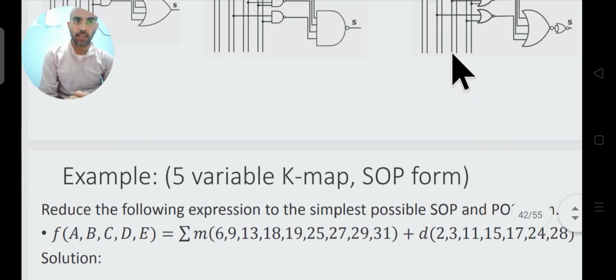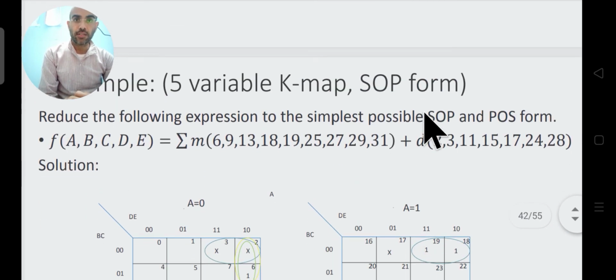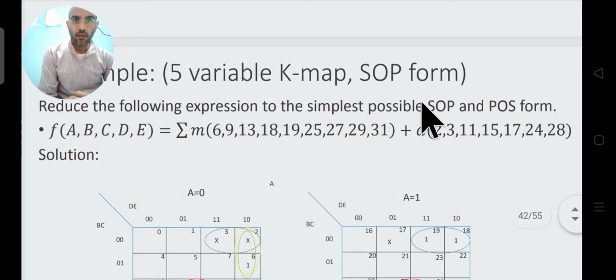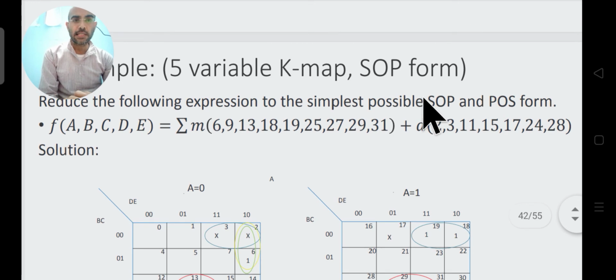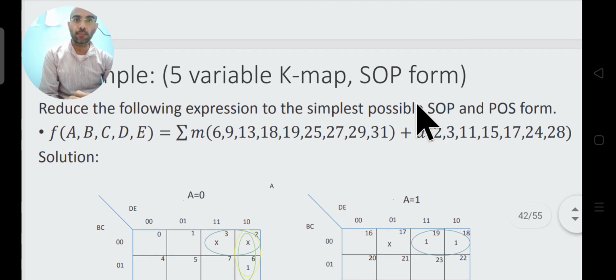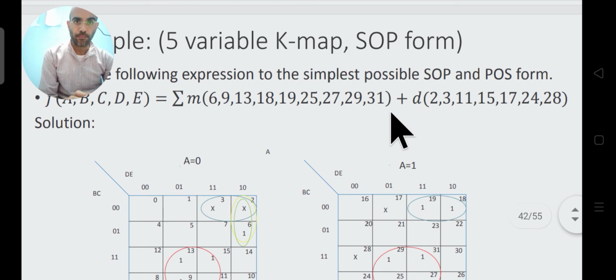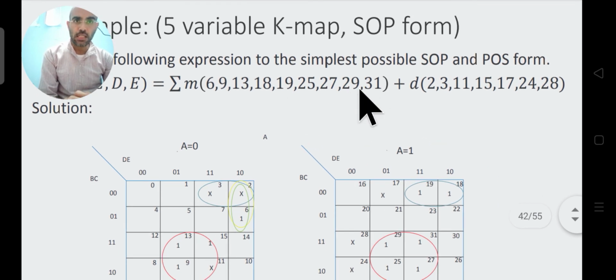So the same circuit can be implemented in different forms with universal gates as well. Now let's understand the problem for a 5 variable map. A 5 variable map is not difficult, but it is a little tricky to understand. So we'll understand this 5 variable problem with the help of a question. This question contains these terms and it has certain don't cares as well.